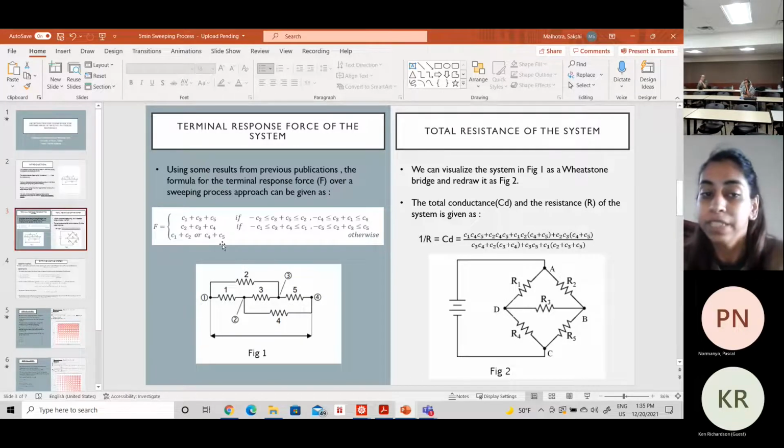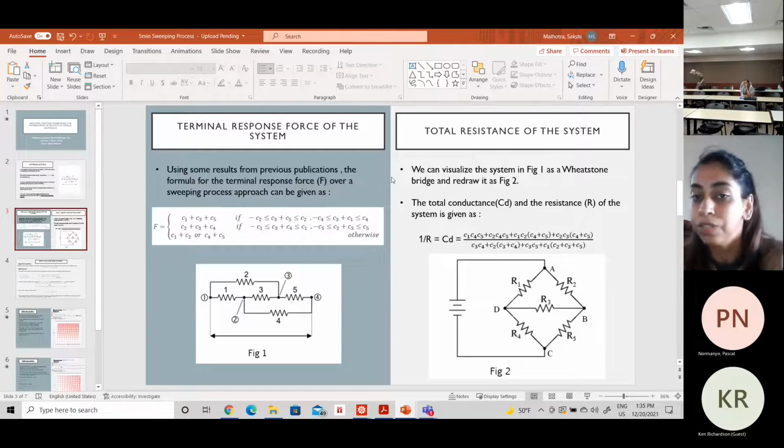Now, for simplicity here, we consider the last case where the response force is C1 plus C2 or C4 plus C5 to be the same. So just to compact everything and have results, we use Mathematica to find the optimization results. So for the last case, for now, we considered C1 plus C2 equal to C4 plus C5. So these formulas cumulatively give us the response force formulas.